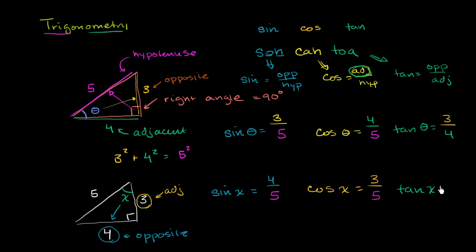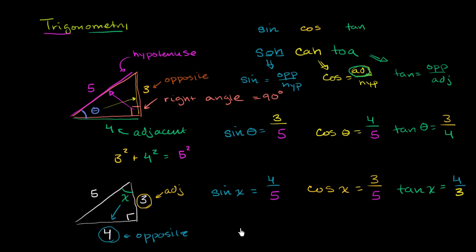And then finally, the tangent. We want to figure out the tangent of x. Tangent is opposite over adjacent. The opposite side is 4. And the adjacent side is 3. And we're done.